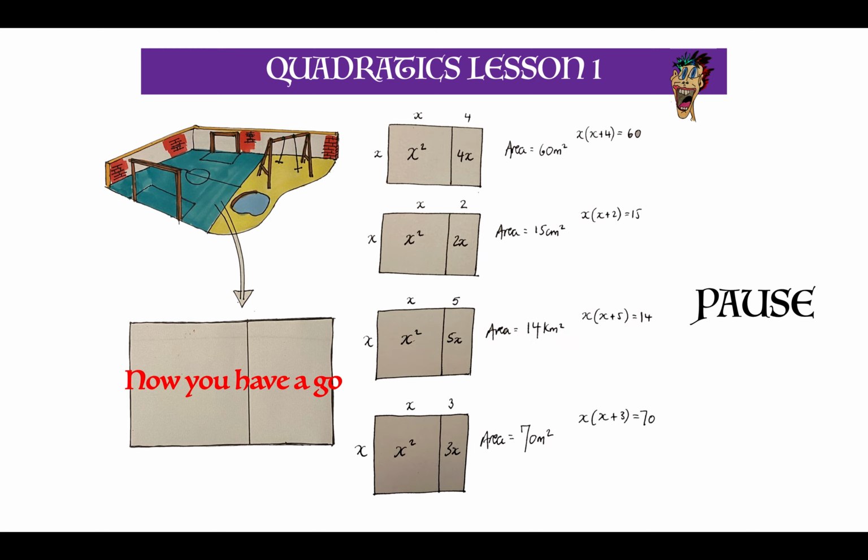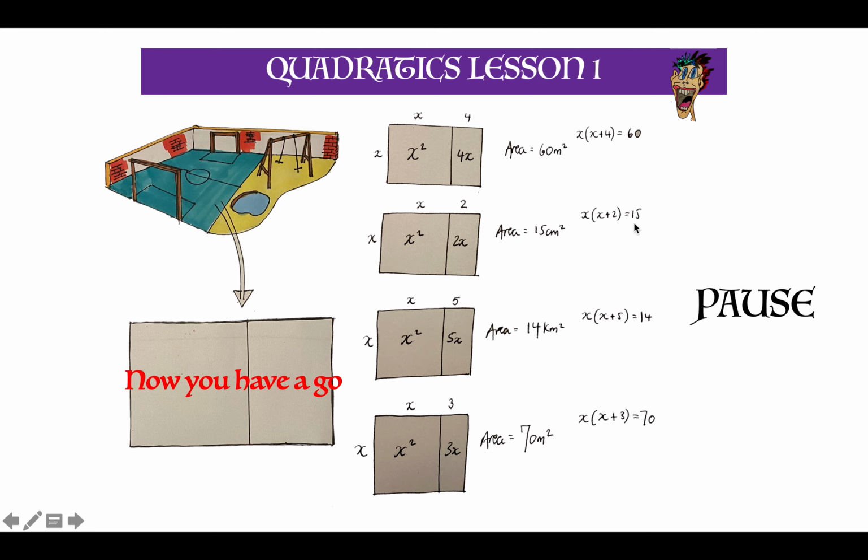To help you, I'm writing it out as an equation here, and now I need to work out two numbers that multiply together to make 60, whose difference is 4. Two numbers that multiply to make 15, two numbers that multiply to make 14, and two numbers that multiply to make 70. And just as a hint, they're all whole numbers. So, two numbers that multiply to make 60. That could be 5 and 12, but that difference is more than 4. It could be a whole range of numbers, and you've got to work out which two.